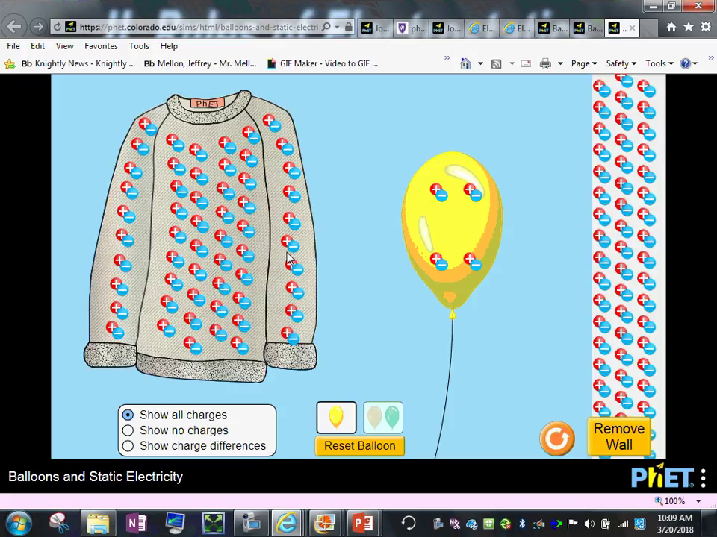So what I have here are three neutral objects. I've got a sweater, and it is neutral because it has an equal number of positive and negative charges. I've got a balloon, equal number of positives and negatives, and this wall, equal number of positives and negatives. Each one of these is neutral.